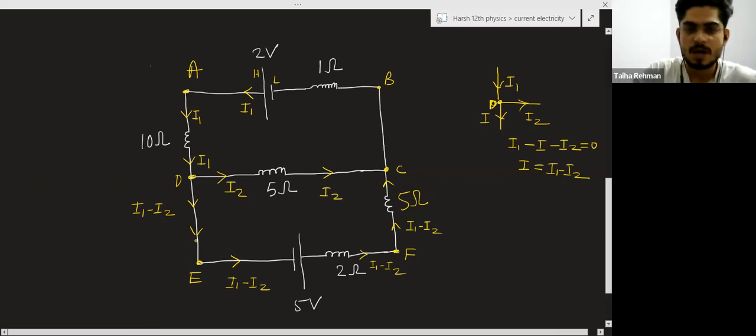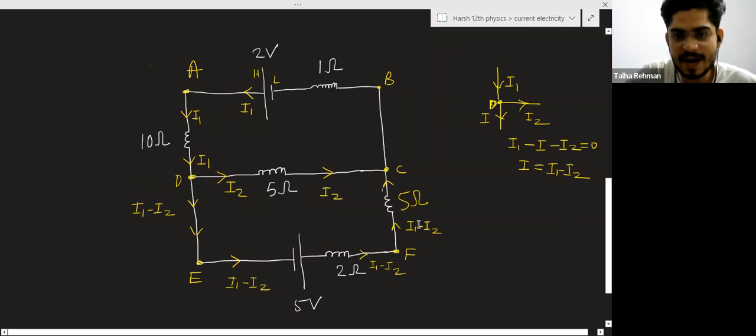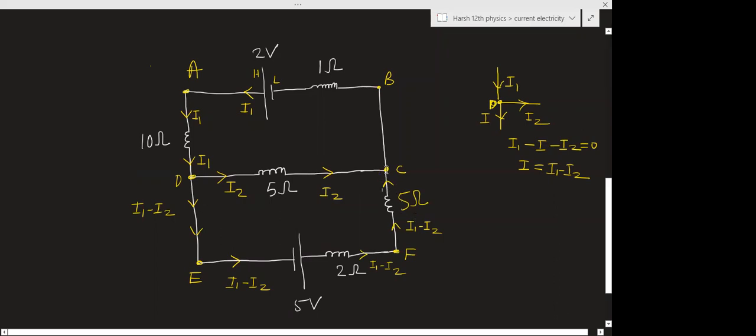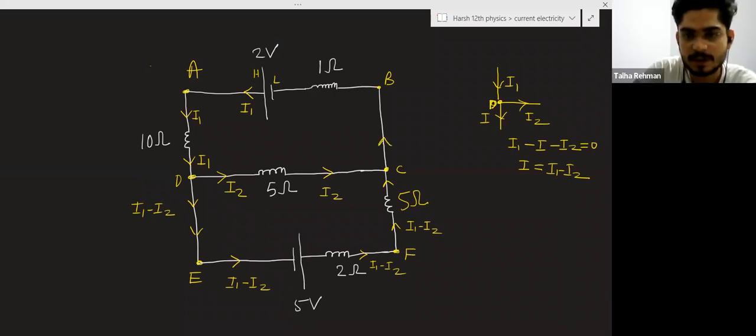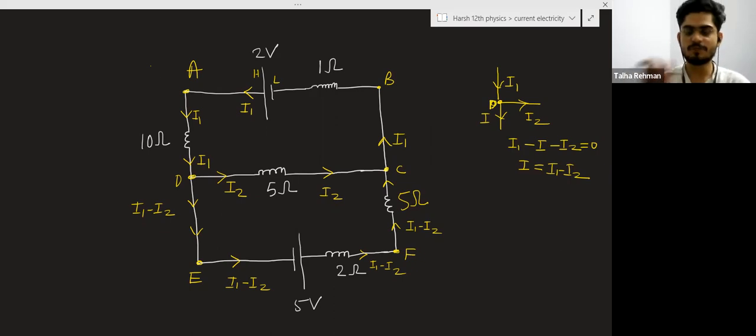Now you can see that here I2 and I1 minus I2 are meeting at this junction. So from here, when you apply the junction law, you will get the current I1 again. Okay, now we have just defined the current, or we have taken the direction of current.